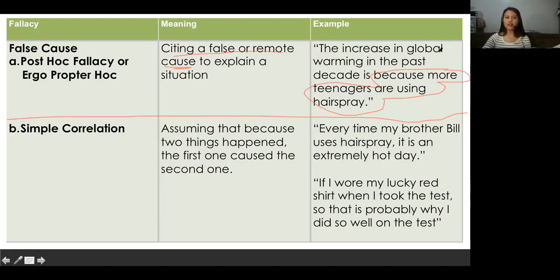Next is simple correlation. Assuming that because two things happen, the first one causes the second one. So every time my brother Bill uses hairspray, it is on an extremely hot day. Grabe, no? If I wore my lucky red shirt when I took the test, that's probably why I did so well. Diba? We correlate na related yon kaya natin ginagawa, no? Oh, mag-iingat din sa mga ganyan, no? Lalo na if not connected. Because that is simple correlation, a fallacy.